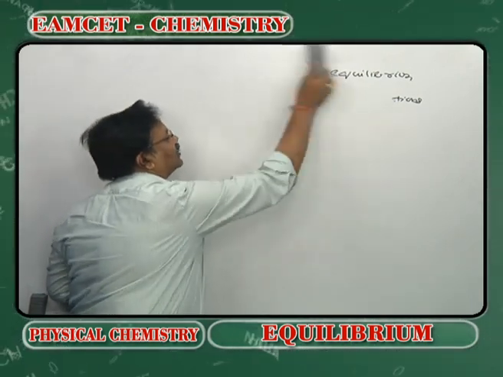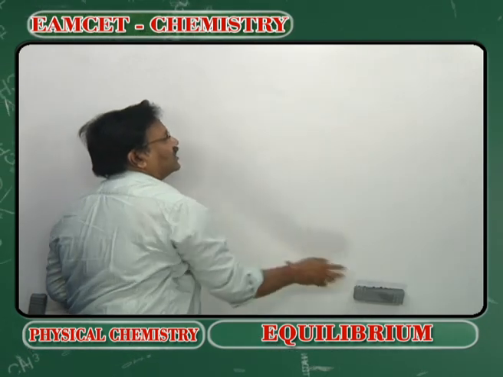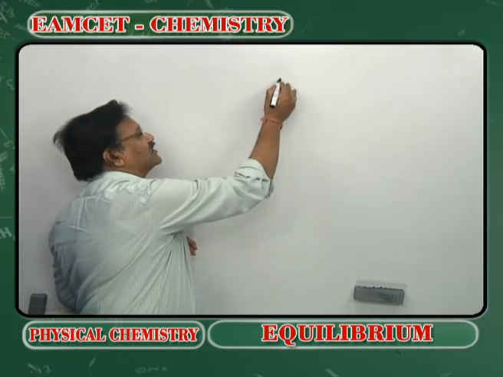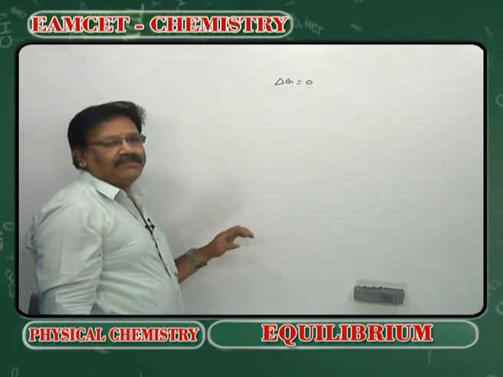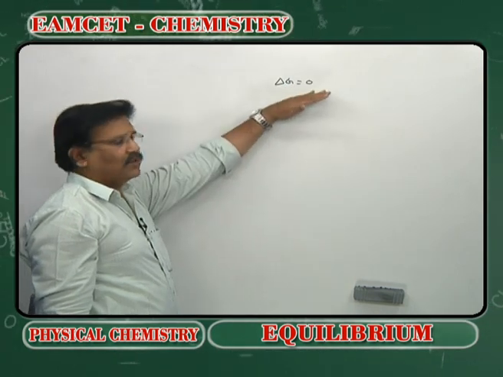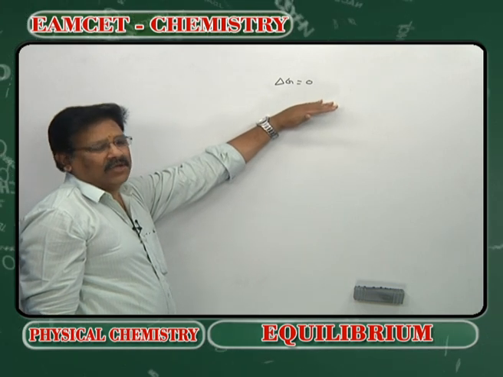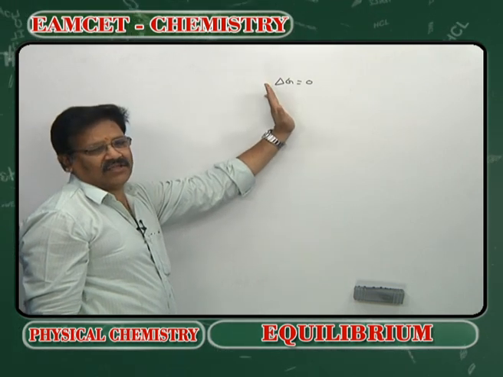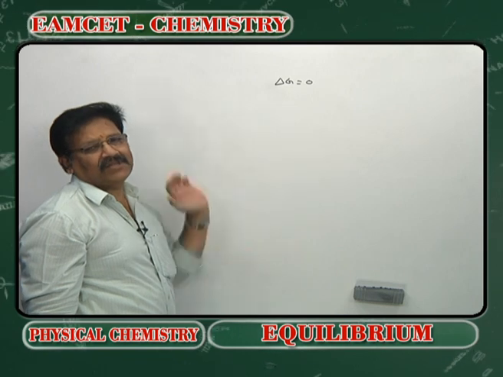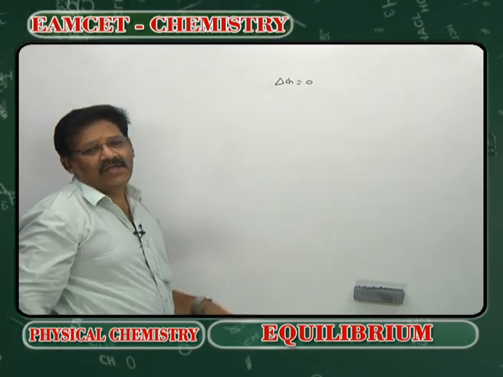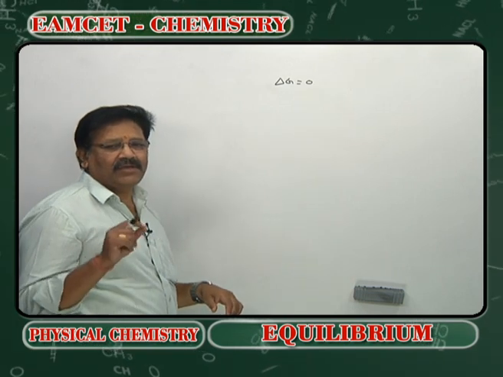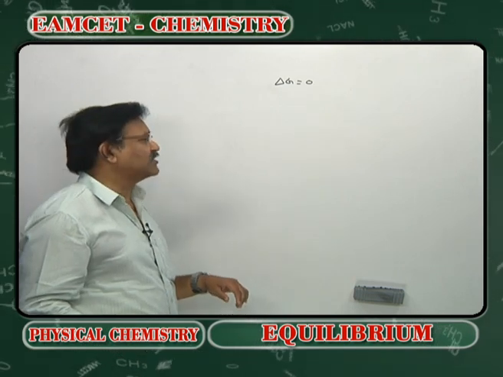And one more thing is, at equilibrium, change in free energy delta G will be equal to 0. So catalyst has no influence on either equilibrium or equilibrium constant value, because catalyst accelerates both forward and backward reactions to the same extent.